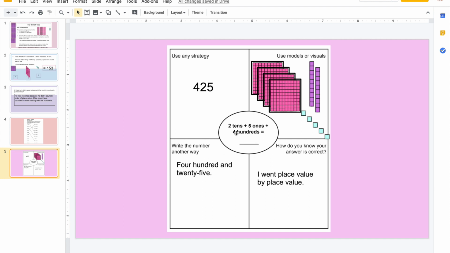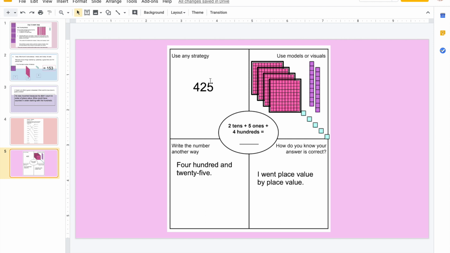And today it is giving us the expanded form of a number out of order. So we have 2 tens plus 5 ones plus 4 hundreds. And they want to know what that number is. So again, if you remember place value, we're always starting with the hundreds, and then we're working our way over to the right: hundreds, tens, and ones.